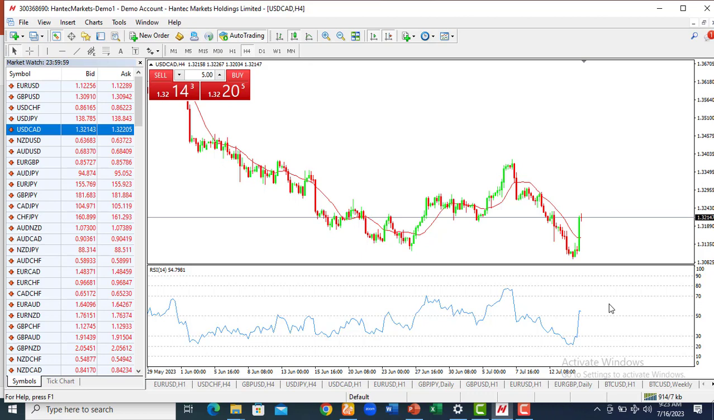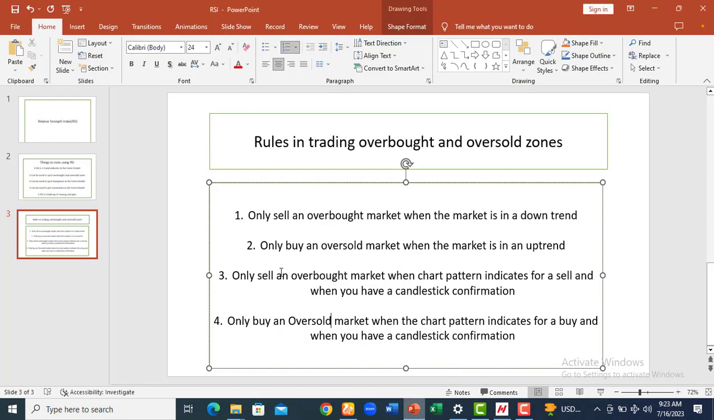So some persons, even when they obey the rules, remember that a market that is overbought, that's 70 and above, must also give you chart pattern confirmation. It must correlate with your chart pattern for a sell. Then the chart pattern must tell you this market is due for a sell, and candlestick too. And that is how it is too for a buying market when the market is oversold.